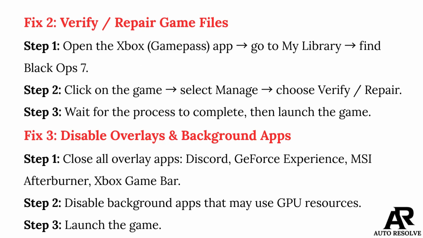Fix 2. Verify/repair game files. Step 1. Open the Xbox Game Pass app. Go to My Library, find Black Ops 7. Step 2. Click on the game, select Manage, choose Verify/repair. Step 3. Wait for the process to complete, then launch the game.